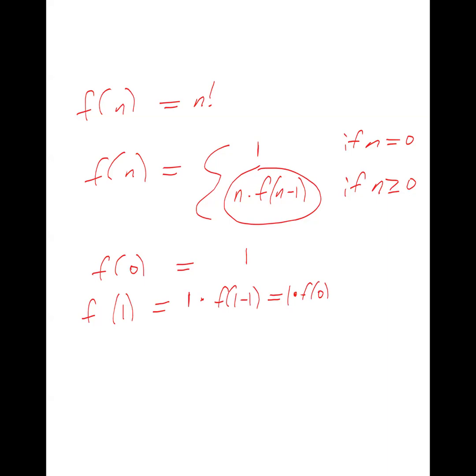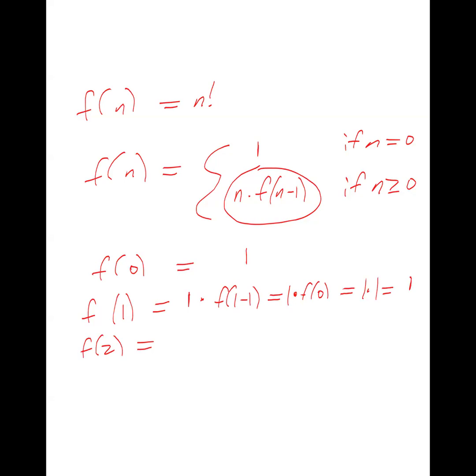But what is f of 0, though? We already calculated that. That's 1. That's 1 times 1. What's 1 times 1? 1 as well. Now what's f of 2? F of 2 would equal what?